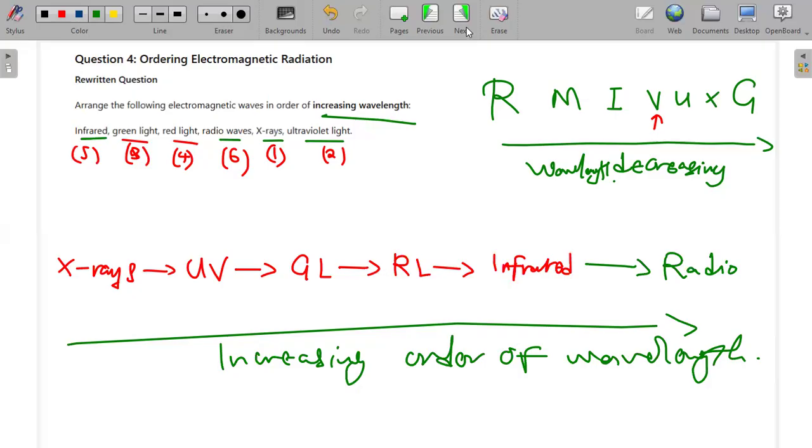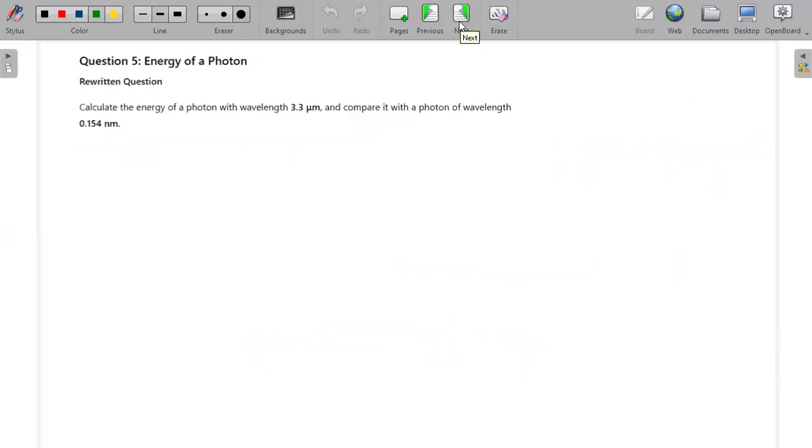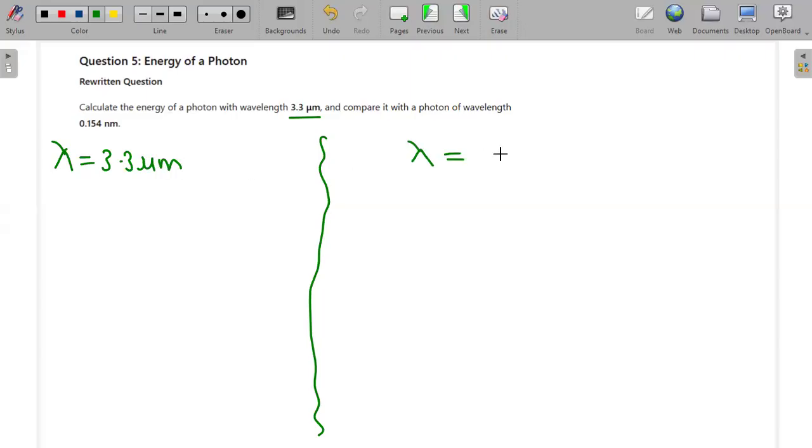Okay, so from there, we'll look at the last question for today, which will be on the energy of a photon. Here they're saying calculate the energy of a photon with the wavelength of 3.3 micrometers and compare it with a photon of wavelength 0.154 nanometers. So here they want us to calculate the energy of two photons. One with a wavelength of 3.3 micrometers. The other one has a wavelength of 0.154 nanometers.